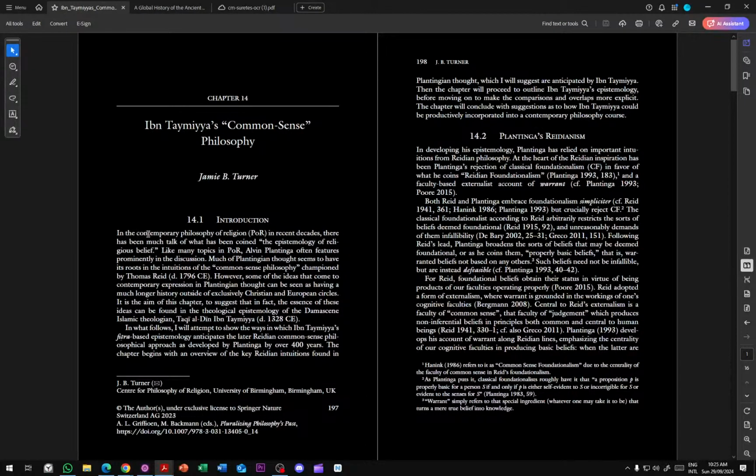In the contemporary philosophy of religion, in recent decades, there has been much talk of what has been coined the epistemology of religious belief. Like many topics in the philosophy of religion, Alvin Plantinga often features prominently in the discussion. Much of Plantingian thought seems to have its roots in the intuitions of common sense philosophy championed by Thomas Reid, who died in 1796 CE. However, some of the ideas that come to contemporary expression in Plantingian thought can be seen as having a much longer history outside of exclusively Christian and European circles. It is the aim of this chapter to suggest that in fact the essence of these ideas can be found in the theological epistemology of the Damascene Islamic theologian Taqiyuddin ibn Taymiyyah, who died in 1328 CE.